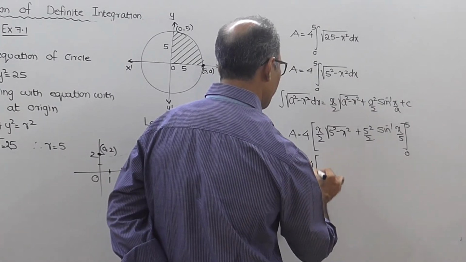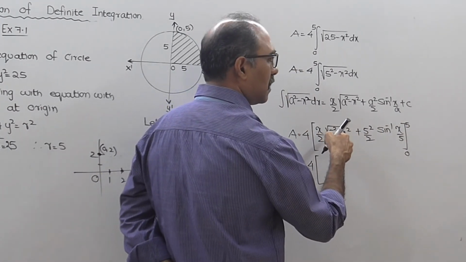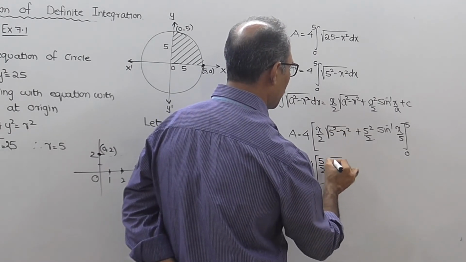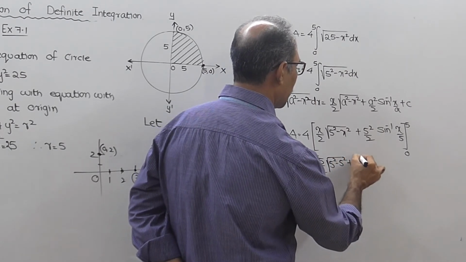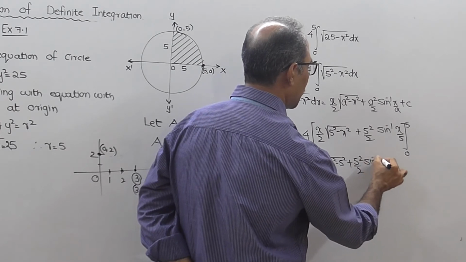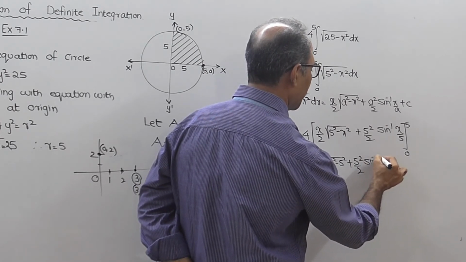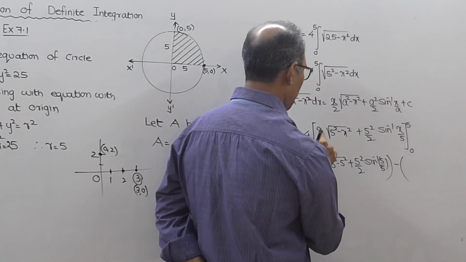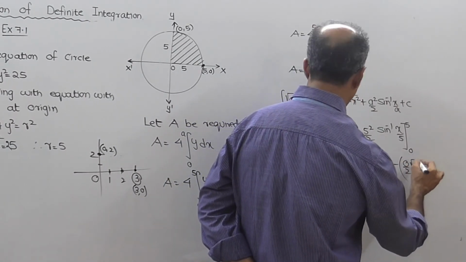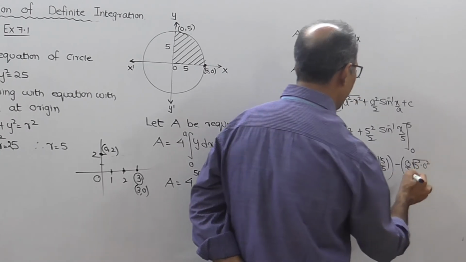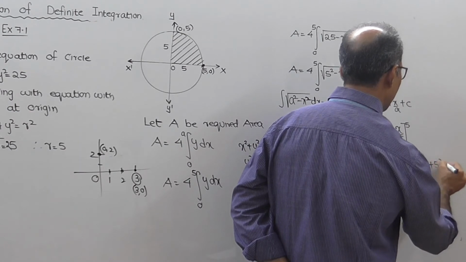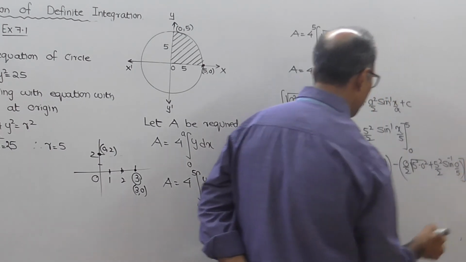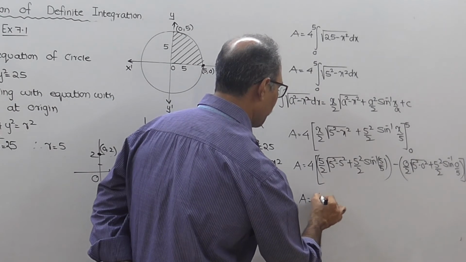Area equal to 4. First we'll put the upper limit, that is replace all x with 5, so I get 5 by 2 root of 5 square minus 5 square, plus 5 square by 2 sine inverse of 5 by 5. This goes in one bracket with a minus. Now put the lower value 0, so x by 2 means 0 by 2 root of 5 square minus 0 square plus 5 square upon 2 sine inverse of 0 upon 5.